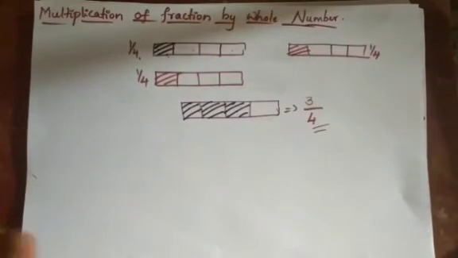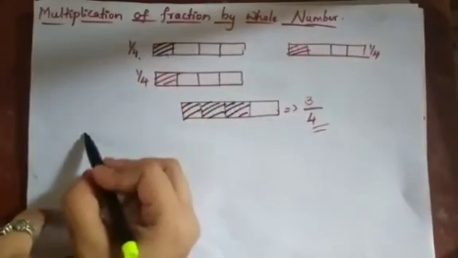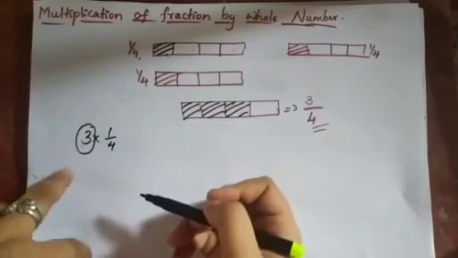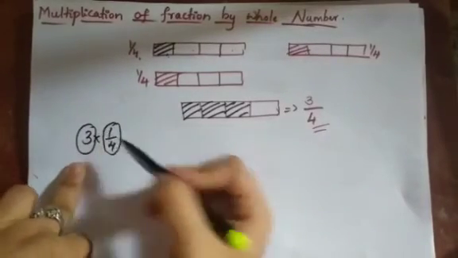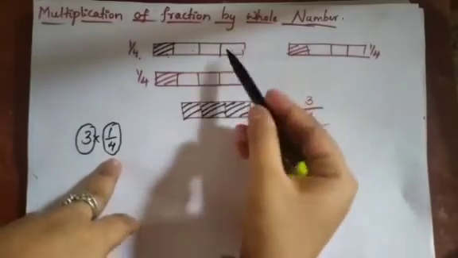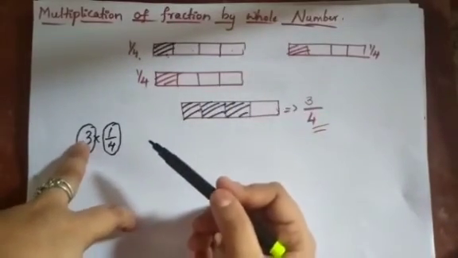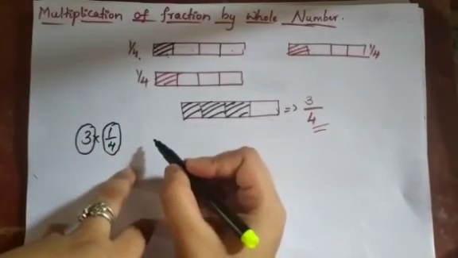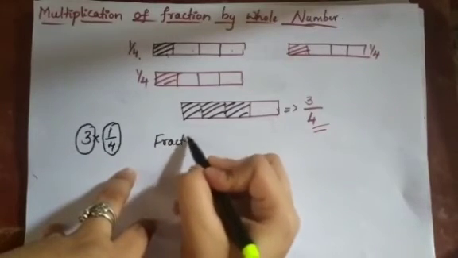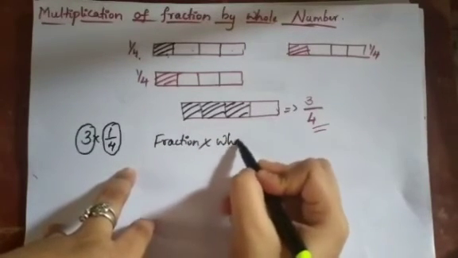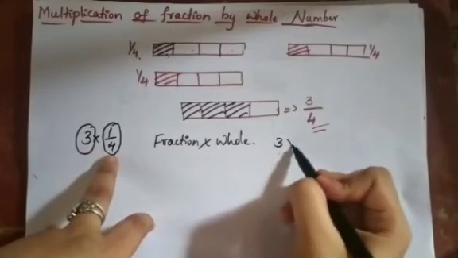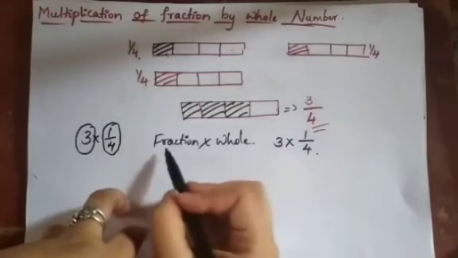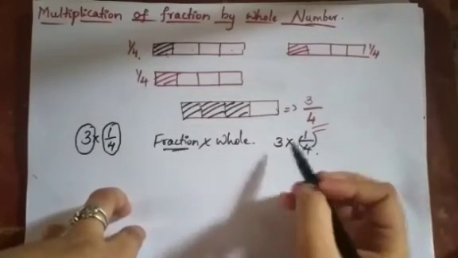So how? Instead of 1 plus 1 plus 1, isn't it 3 into 1 by 4? Among three figures, that is the whole number, this is the fraction, 1 by 4 part has been shaded in each figure. Okay, this 3 represents the whole number, this 1 by 4 represents the fraction. So now how to multiply a fraction into a whole number? This is the case. If you have taken 3 figures divided in 1 by 4 parts, this is the fraction, this is the whole number.